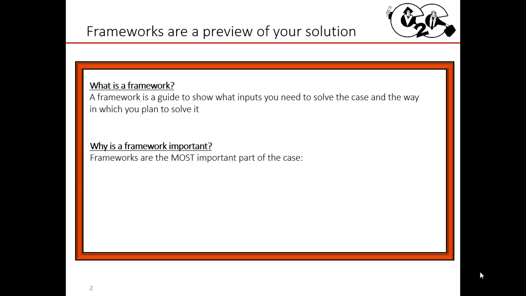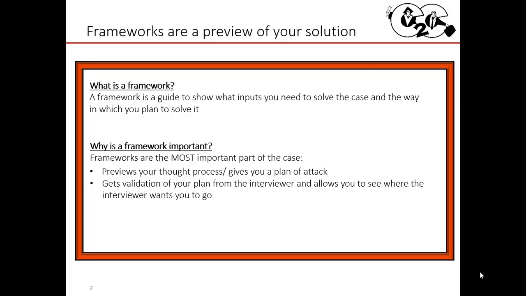So why is it even important? I will argue that a framework is the most important part of the case, and there are several reasons why. As I mentioned, it's a movie preview that shows where you want to go in order to solve the case and what components you're going to look at to do so. Secondly, it allows you to get validation from your interviewer, allows you to see where the interviewer wants you to go.